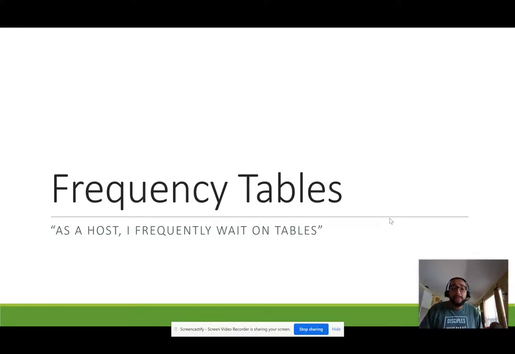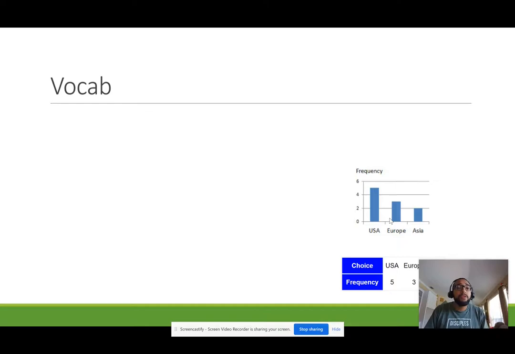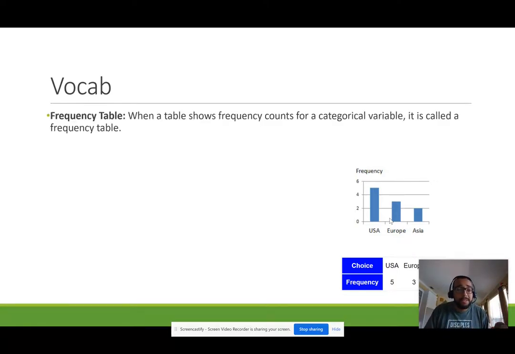So today's frequency tables, nothing too crazy here. You've actually probably seen this before, honestly. You just haven't really noticed it. So a little bit of vocab to get out of the way to understand what we're talking about today. What is a frequency table?